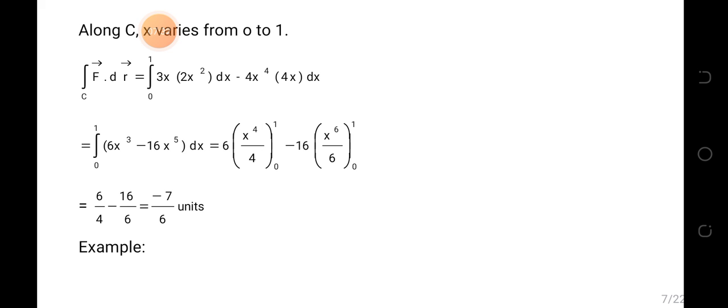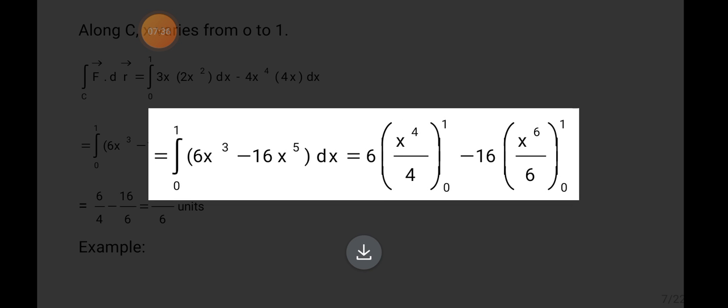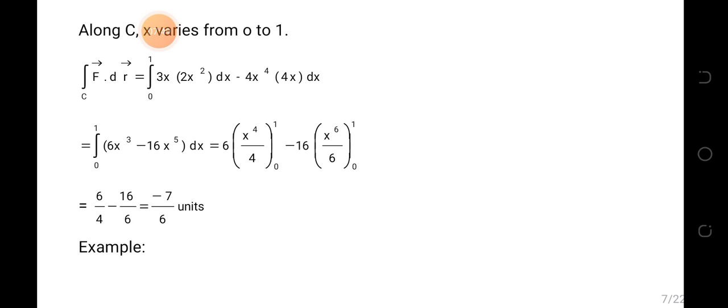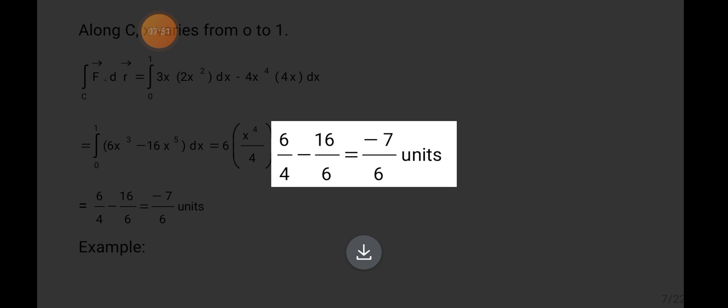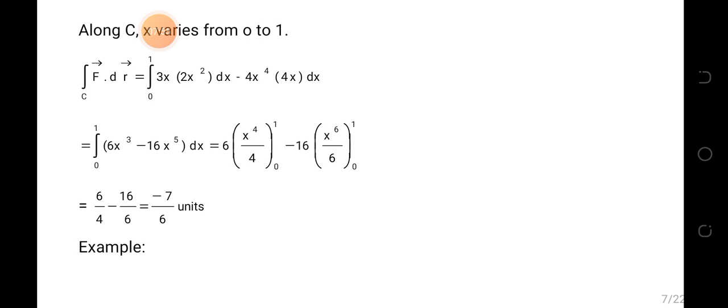So we have simplified this value. Now we have the integral from 0 to 1 of 6x cube minus 16x power 5 into dx. When you integrate these, you get 6 into x power 4 by 4, varying from 0 to 1, minus 16 into x power 6 divided by 6, varying from 0 to 1. That was given here. And finally, you get the value as minus 7 by 6 units. So this is the line integral.